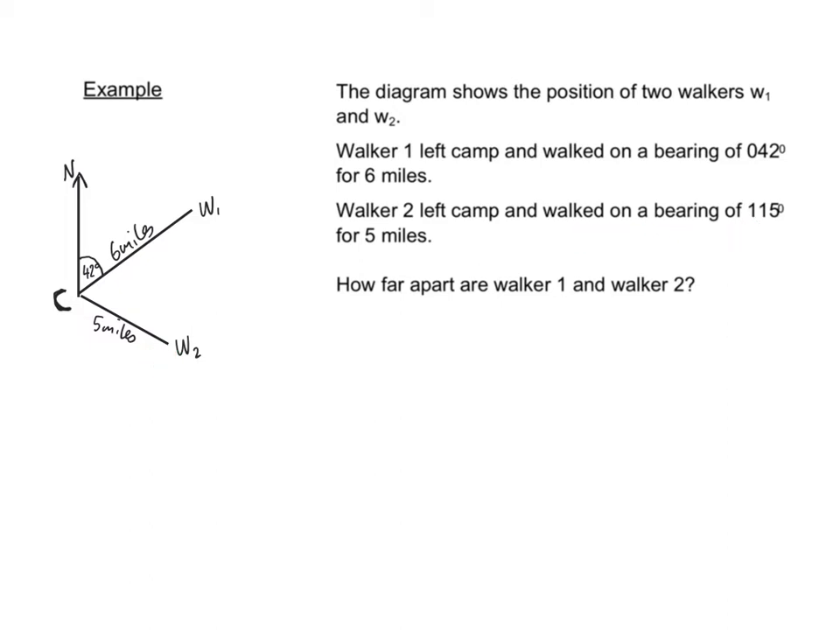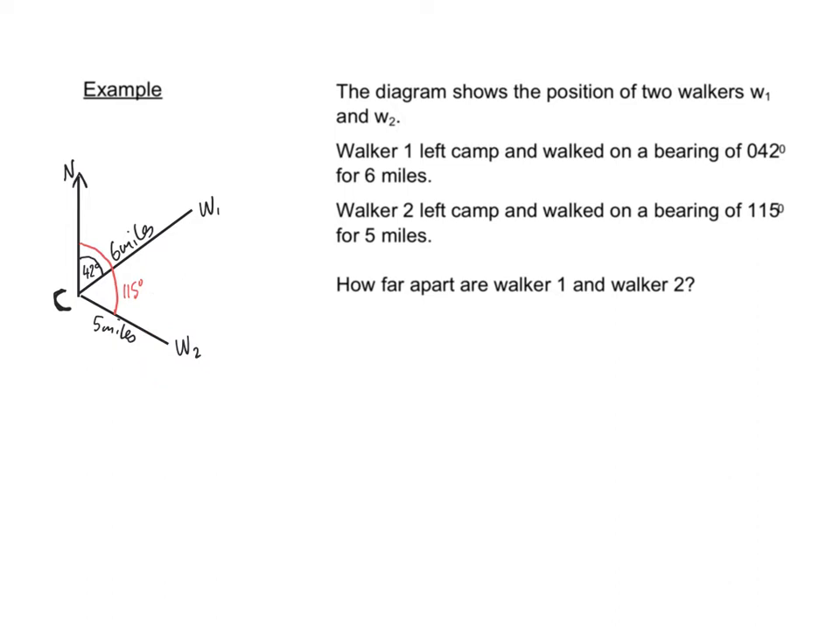Now remember again, bearings are always measured from north and always measured clockwise. So from north clockwise, that's 115 degrees around there. Now I can again put that on. I'm going to use a different colour. This angle here is 115 degrees. The question is, how far apart are walker 1 and walker 2 now? So how far apart are these two?